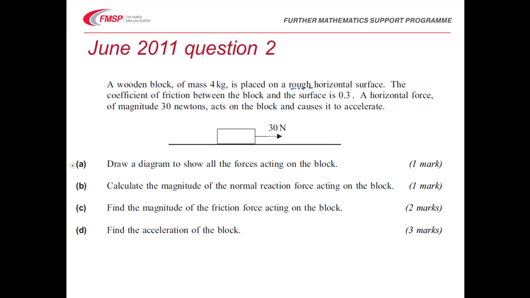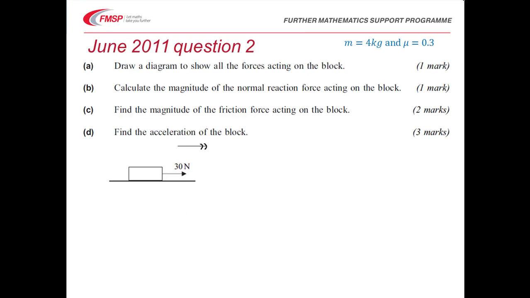So we've got 4 things to do. First of all, to draw a diagram to show all the forces. We've got to calculate the magnitude of the normal reaction force acting on the block and the friction force acting on the block. And then we've got to find the acceleration of the block. If we just remind ourselves, I've just put this information up here: we were given the fact that the mass was 4 kilograms and that the coefficient of friction is 0.3. We've got a diagram here, we were told it accelerates, so I've put a little arrow there just to remind us that it's accelerating in this direction.